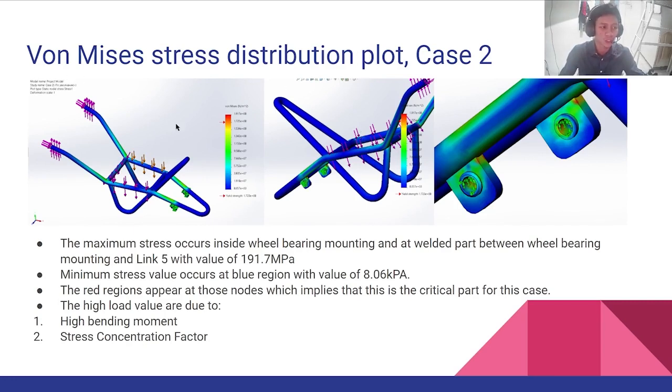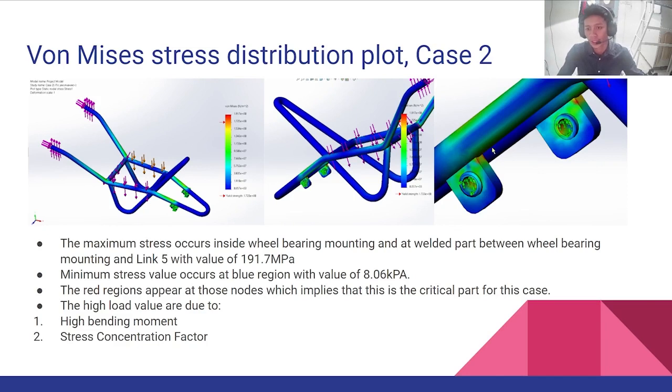Same with load case 1, we input the force that we obtained from the calculation into the whole frame and run the simulation, and these are the results that we get. The maximum stress occurs at the wheel bearing mounting and the welded pipe with link 5. The value is 191.7 megapascal. The minimum stress occurs at the blue region, and the minimum value is 8.06 kilopascal.